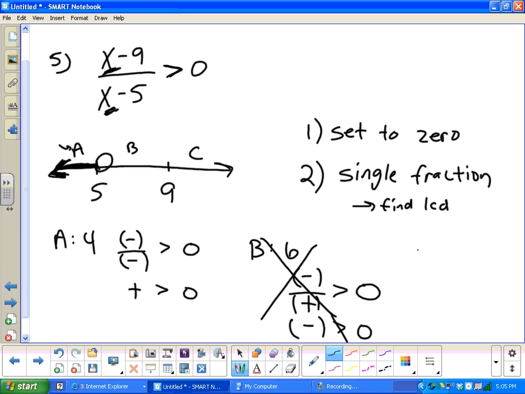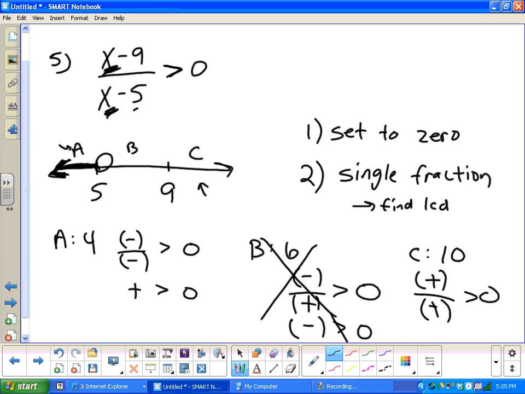Now let's try interval C. So a number that we could pick over here for interval C would be possibly 10 or something bigger. So let's plug in 10. 10 minus 9 would be a positive 1, so positive. And then 10 minus 5 is also a positive.